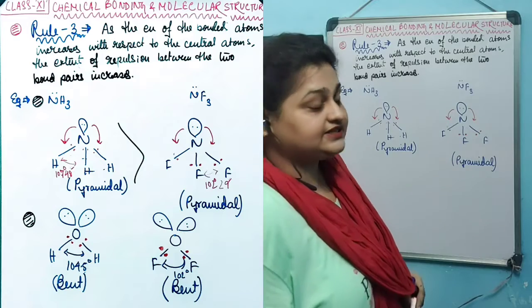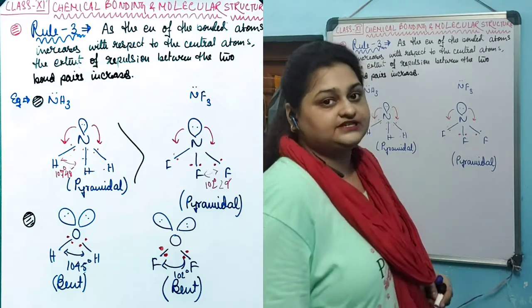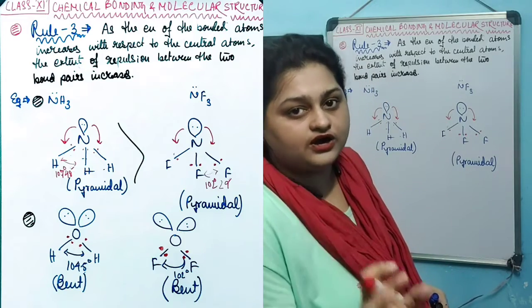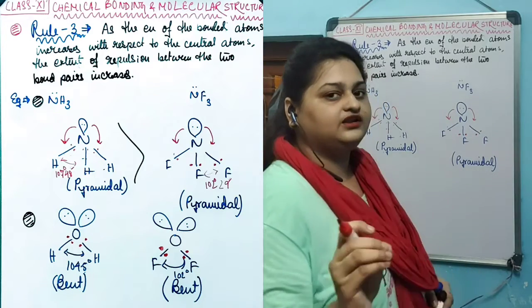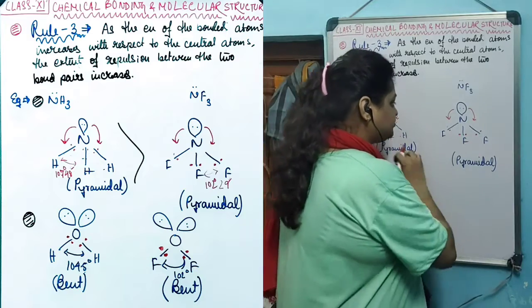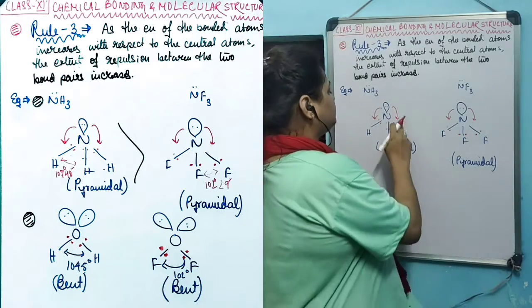The electron density, the bond electron density, are much farther apart from themselves. As a result, the repulsion between them is far less in NF3. That is not the case for this one.